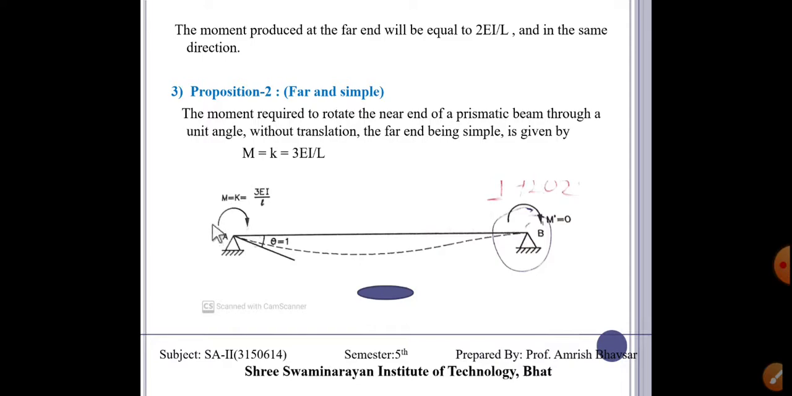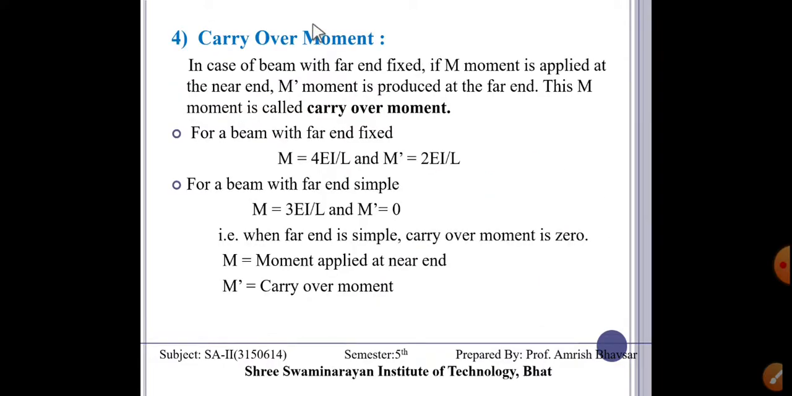Now proposition number 2, far end simple. If we are talking about this moment and the far end is simple, then the moment here at point A is 3EI upon L. This means the moment required to rotate the near end of the prismatic beam through the unit angle without translation, the far end being simple, is given here. The moment at the far end is 0, and the moment here is 3EI upon L. This is also known as the stiffness.